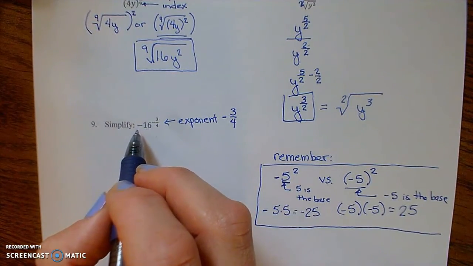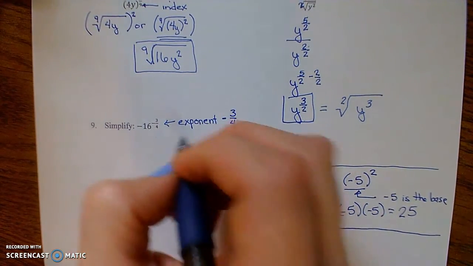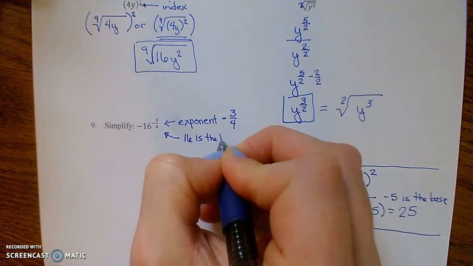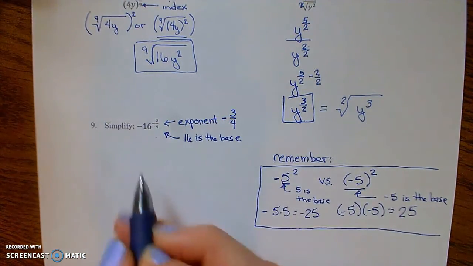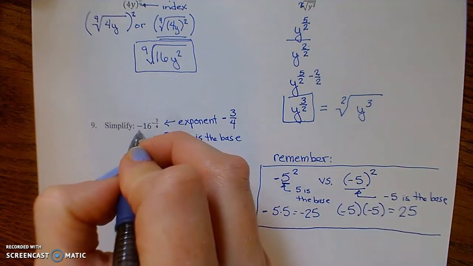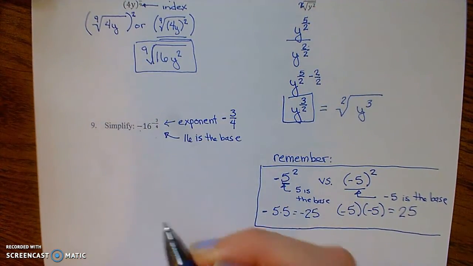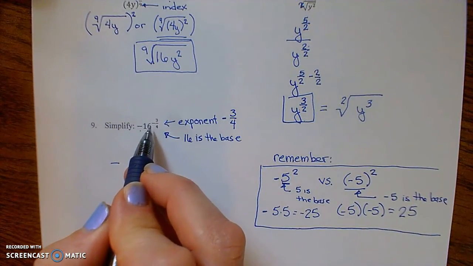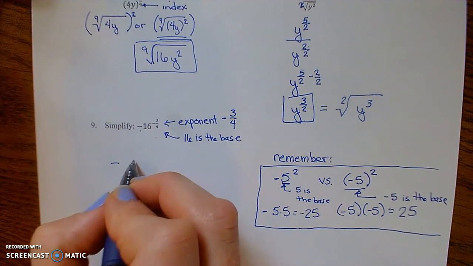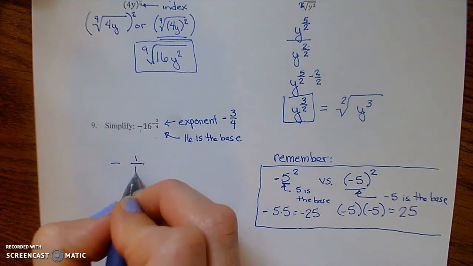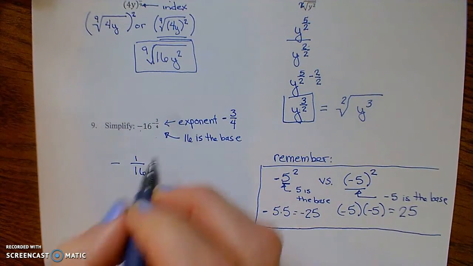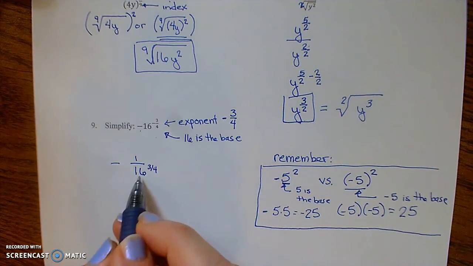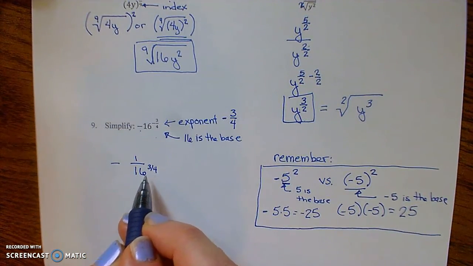This -16 to the -3/4 power, 16 is the base. So everything that I do here, I'm just going to tack that negative along. It's going to go along for the ride. So here's what I've got. Negative, and then 16 to the -3/4 power. What I'm going to do is take 1/16 and then raise that to the 3/4 power. Cool? So it's just the 16, right?